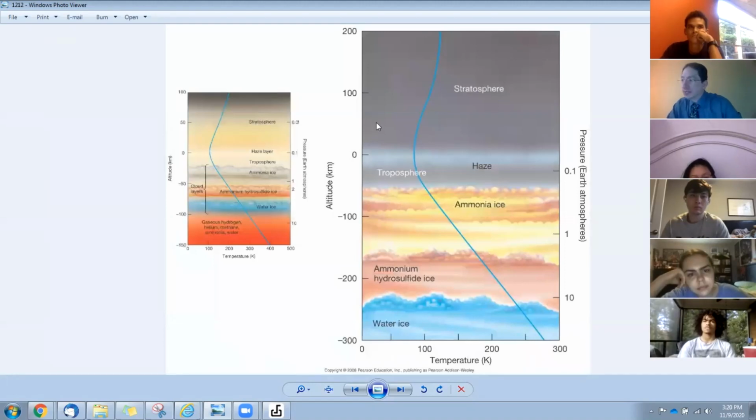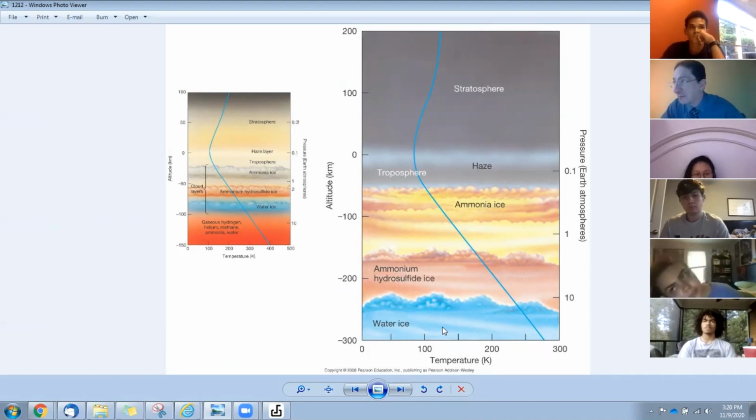Well, the cloud layers are the same. Here's the plot you saw before with Jupiter, and here's Saturn. And I've done it to scale. So here's 0, the cloud tops. Here's 100 kilometers down, 200, 300. And you have the same cloud layers: ammonia ice, ammonium hydrosulfide ice, water ice, and beneath that you have the hydrogen, helium, water, ammonia, methane mix. So it's the same structure.